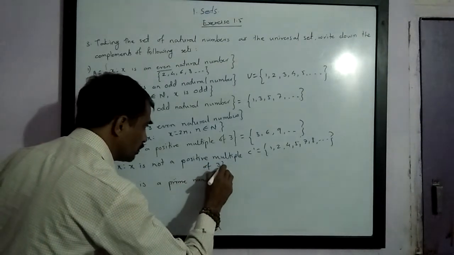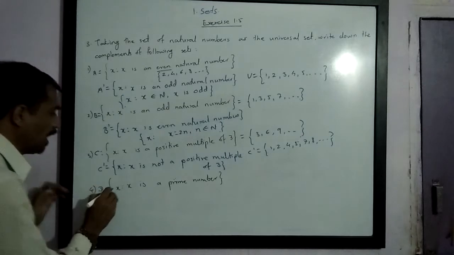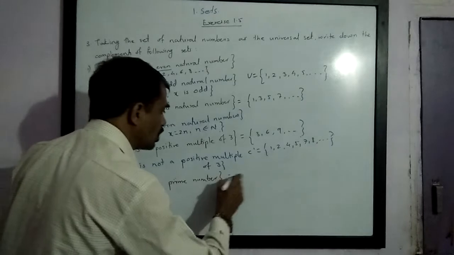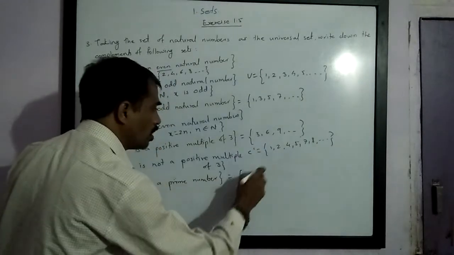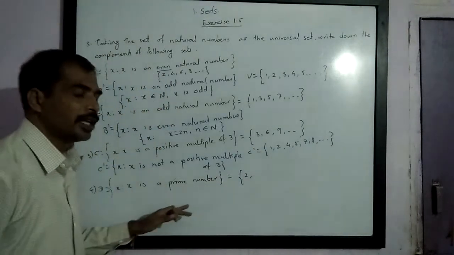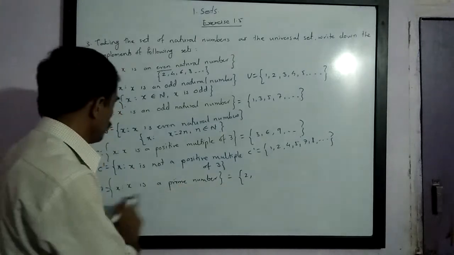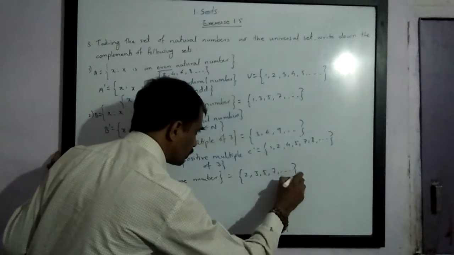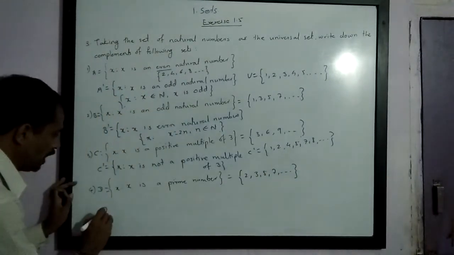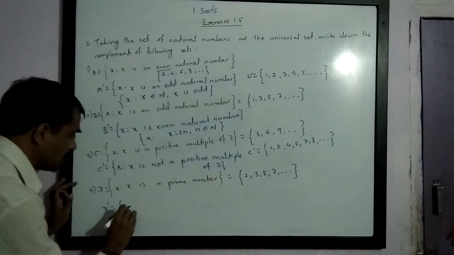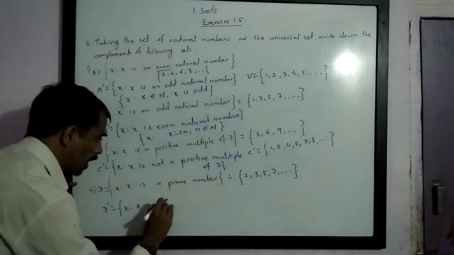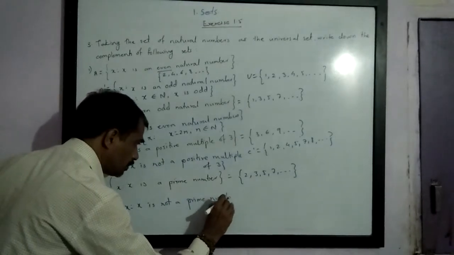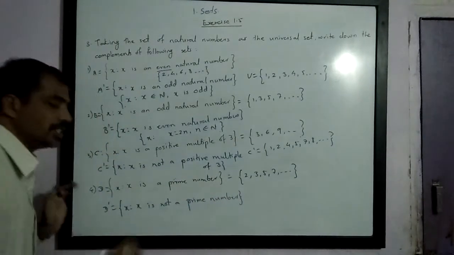Now let D be the set of x such that x is a prime number. Prime numbers means the numbers which are divisible only by the number itself and 1. So the numbers are 2, 3, 5, 7 and so on. Now D's complement is the set of x such that x is not a prime number. That is D's complement.